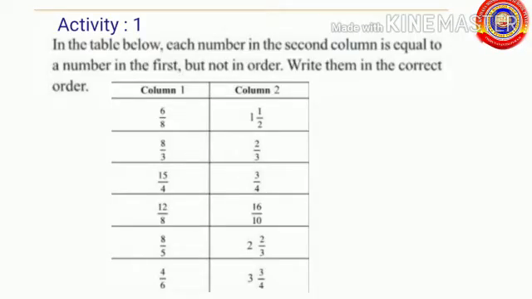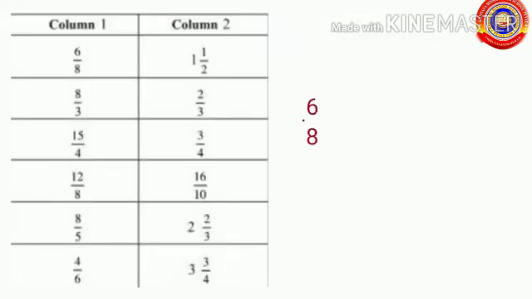Activity number 1. In the table below, each number in the second column is equal to the number in the first, but not in order. Write them in the correct order. First, question number 1: 6 by 8. Can you find the equivalent fraction of 6 by 8? Yes, for that, we have to divide the numerator 6 by 2 and the denominator 8 by 2. Then we get the fraction 3 by 4.